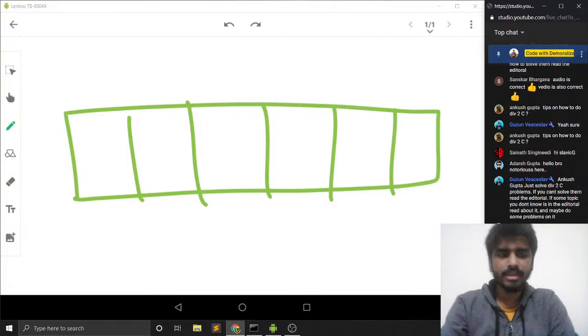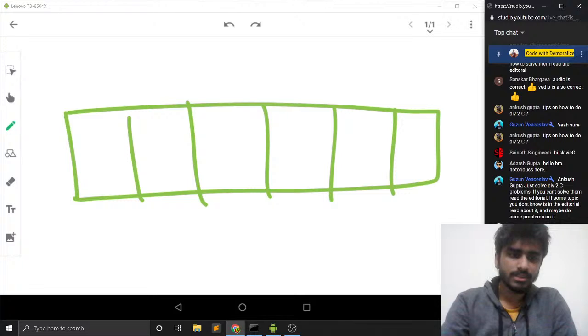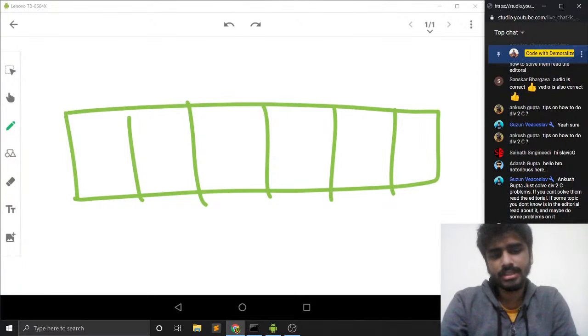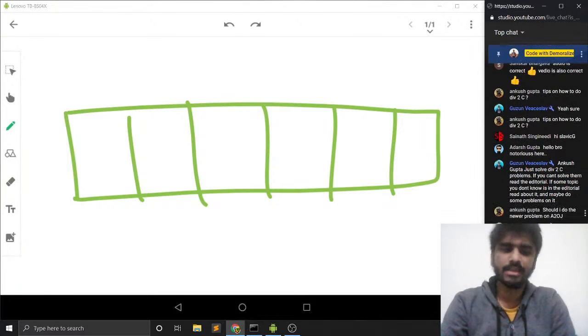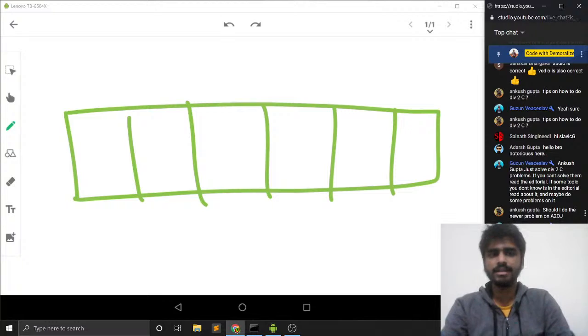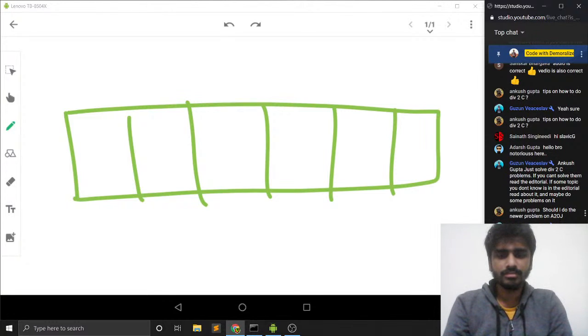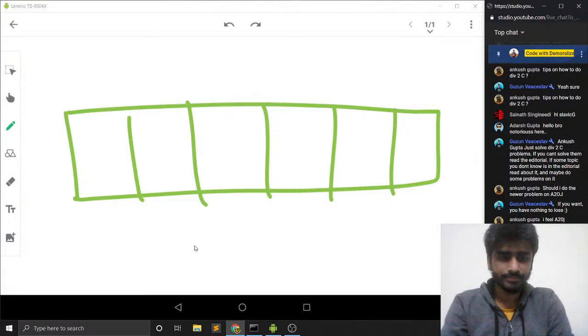Yeah, if you want to be able to... No, I don't think A2OJ problems are irrelevant. I mean, if you solve a lot of A2OJ problems, like if you solve the entire B ladder and A ladder, I think you should be able to perform well in contest. Like you should be able to solve two or three problems in a fairly decent amount of time.